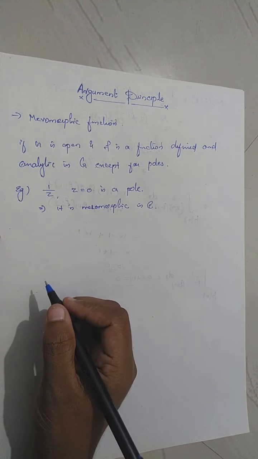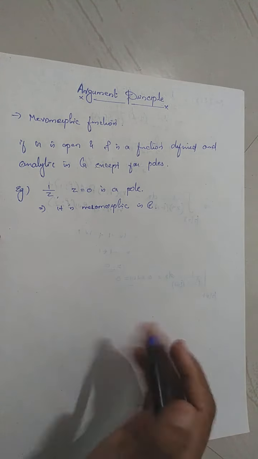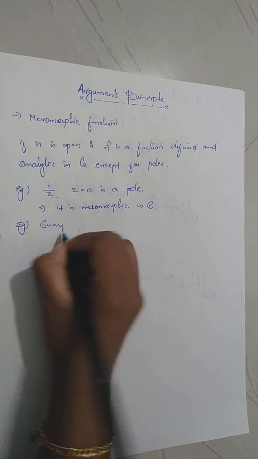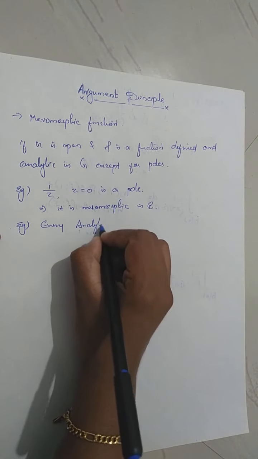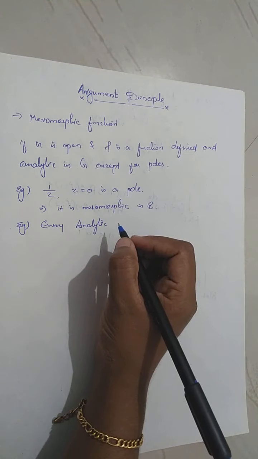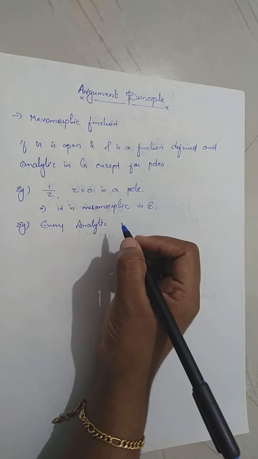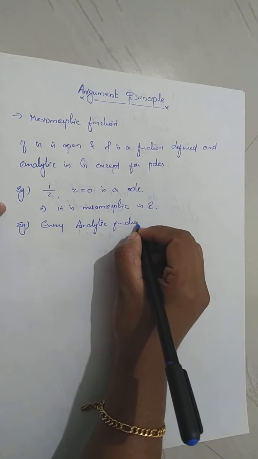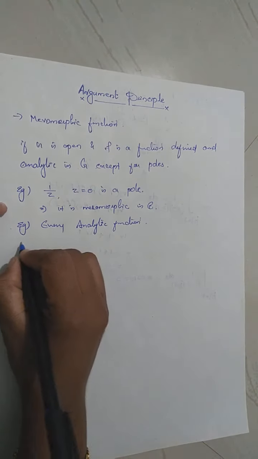And I can say that every analytic function is a meromorphic function. Another example: every analytic function has no singularities. Since it has no singularities, we can say that it is trivially a meromorphic function. So every analytic function is meromorphic.